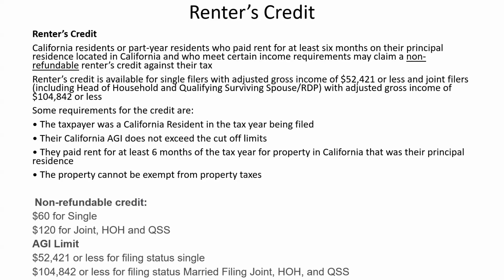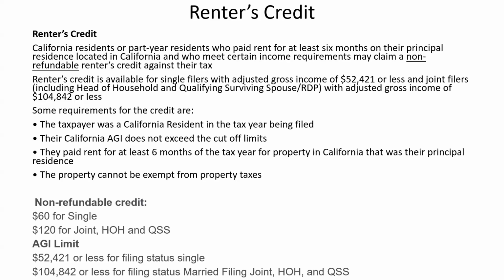And you have to, of course, be a California resident, and we do that in the VITA program. And of course, there's AGI limitations. And then here's something, you've got to pay rent for at least 6 months for property in California, and that has to be their principal residence, which typically would be an apartment or a home. And then as far as the non-refundable credit amount, it's $60 for a single individual, and then for other filers, it's going to be $120. Again, a non-refundable credit, which is a dollar for dollar reduction of the tax.